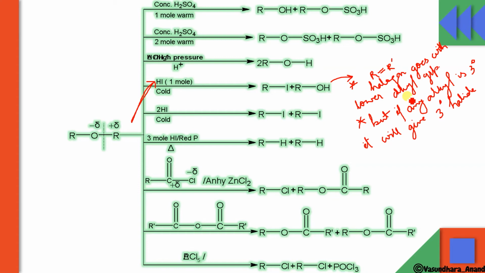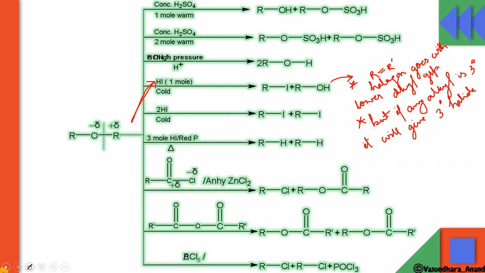If this ether is not symmetrical, then on reacting with HI, the halogen goes with the lower alkyl group. But if any one of these two alkyl groups is tertiary, then it will form tertiary halide and the other one will convert into alcohol. Got it? So this is a very important point, just keep it in your mind.